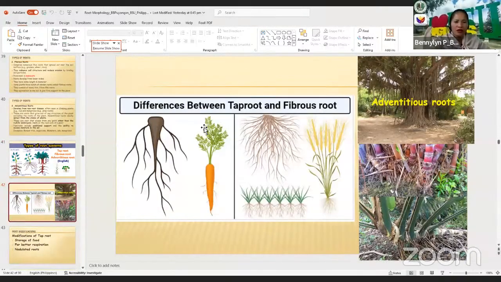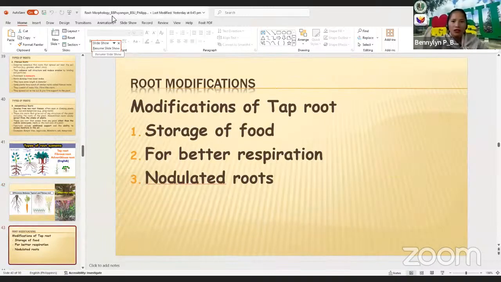And another one to illustrate, we have the carrot for the taproot, and this is wheat for the fibrous roots, and some examples of adventitious roots: the banyan tree, the sugar cane, and this illustration. Okay, so those are the types of roots: the taproot, the fibrous roots, and the adventitious roots. Moving forward to the modification of the root.